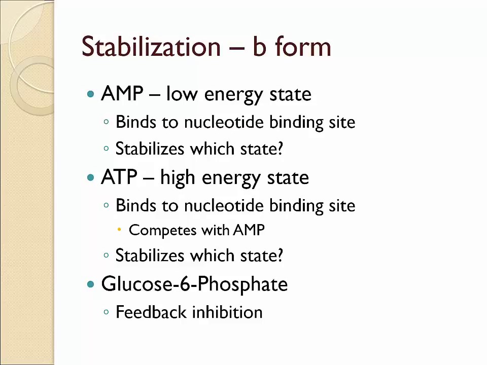Well, let's think about one more thing. What about glucose 6-phosphate? So now this can act through feedback inhibition. Glucose 6-phosphate is a downstream metabolite of glycogen degradation. If we have an abundance of glucose 6-phosphate, what do you think happens to the B form? It stabilizes again in the T state, because if we have abundant glucose 6-phosphate, we do not need phosphorylase making more glucose 1-phosphate to be converted to glucose 6-phosphate. Again, we're fine. We don't need any more material.